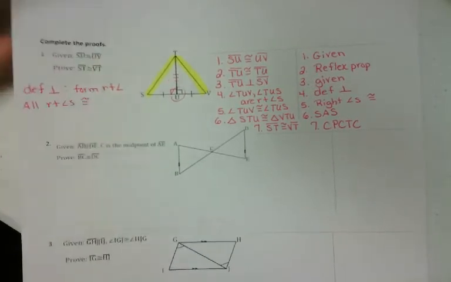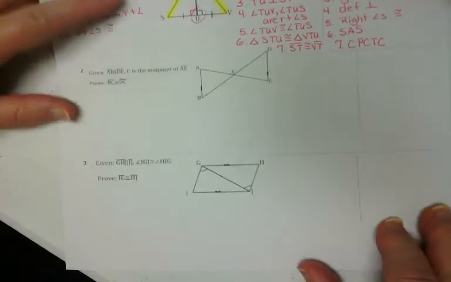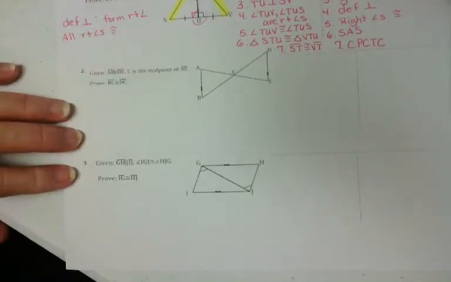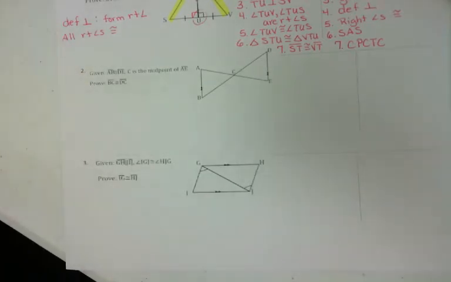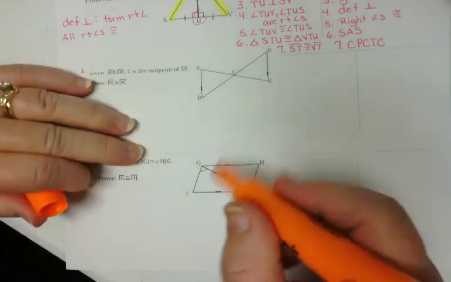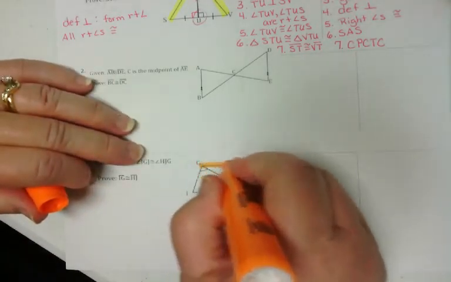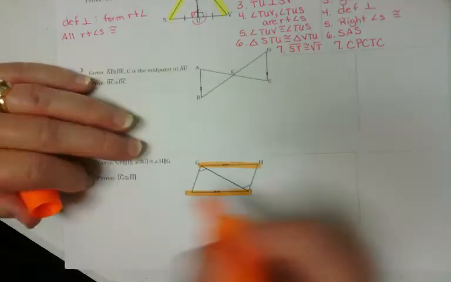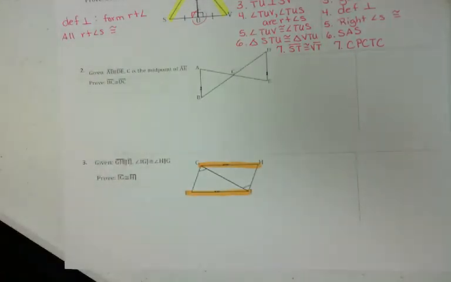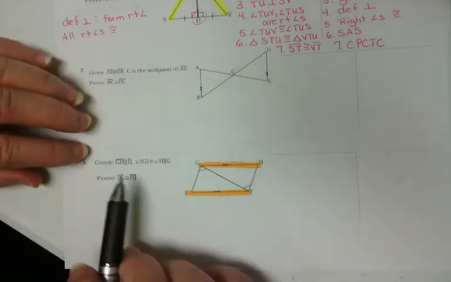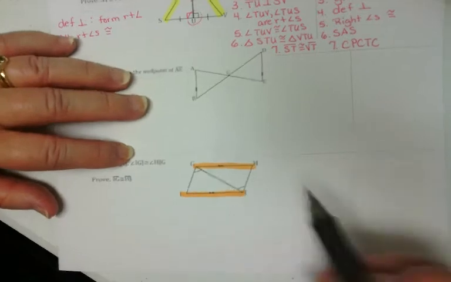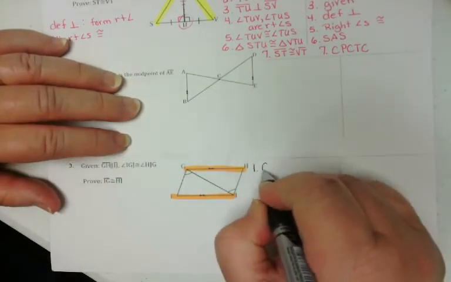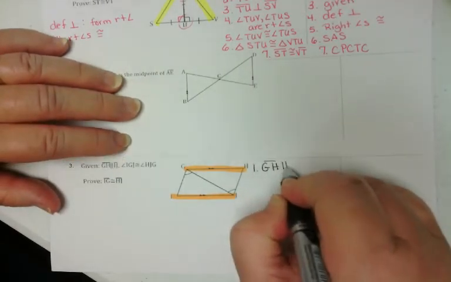All right, let's do number 3 together, because whatever I don't do with you is going to be assigned for your homework. Number 3, GH is parallel to IJ. We haven't talked about parallel lines in a long time. So here's parallel. I do know several things are true about parallel lines, so we'll get to those. And then it says angle IGJ is congruent to angle HGJ. So I'm going to write those as my given.